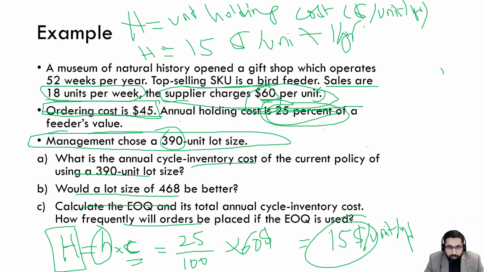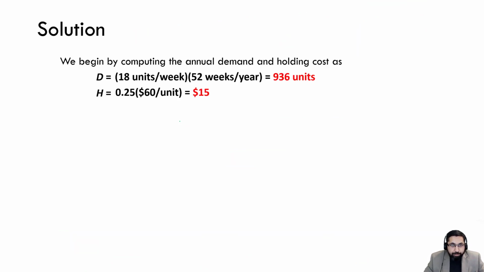Let's solve this problem. First, we need the annual demand D. We sell 18 units per week and we are open 52 weeks a year, so 18 multiplied by 52 gives us 936 units per year. That's our annual demand D. Capital H, the unit holding cost, is the percentage holding cost times the value of the unit: 25%, or 0.25, times $60, or $15.